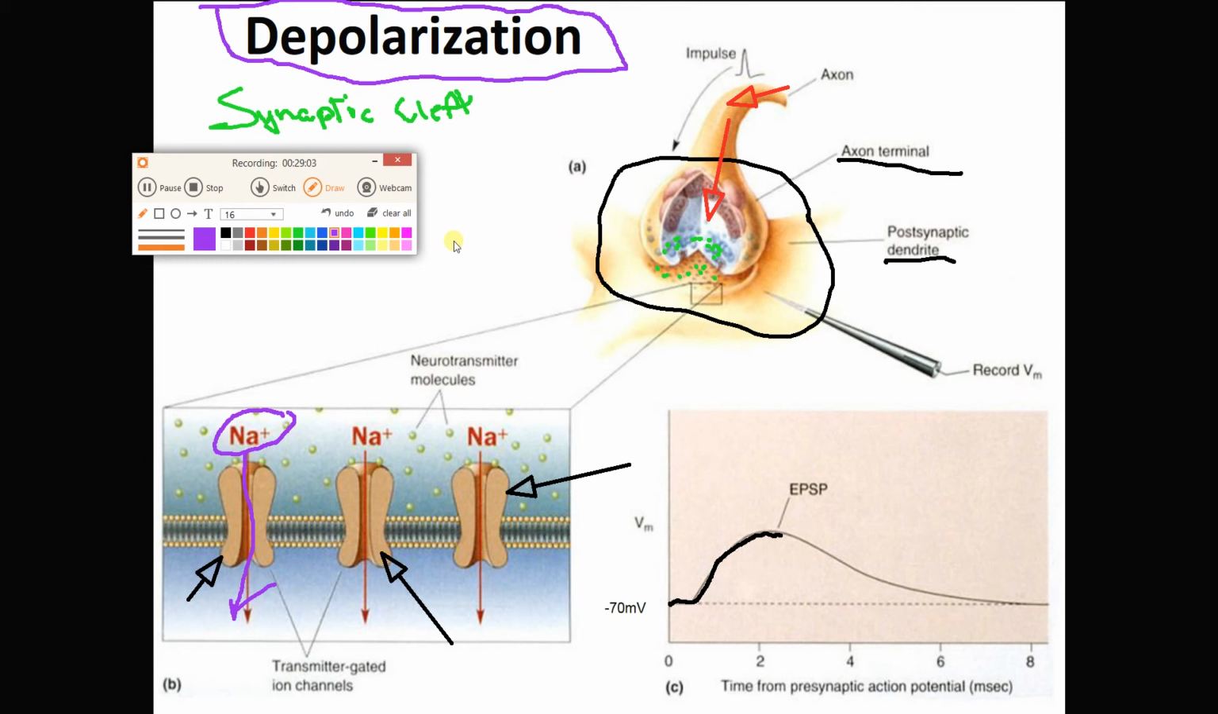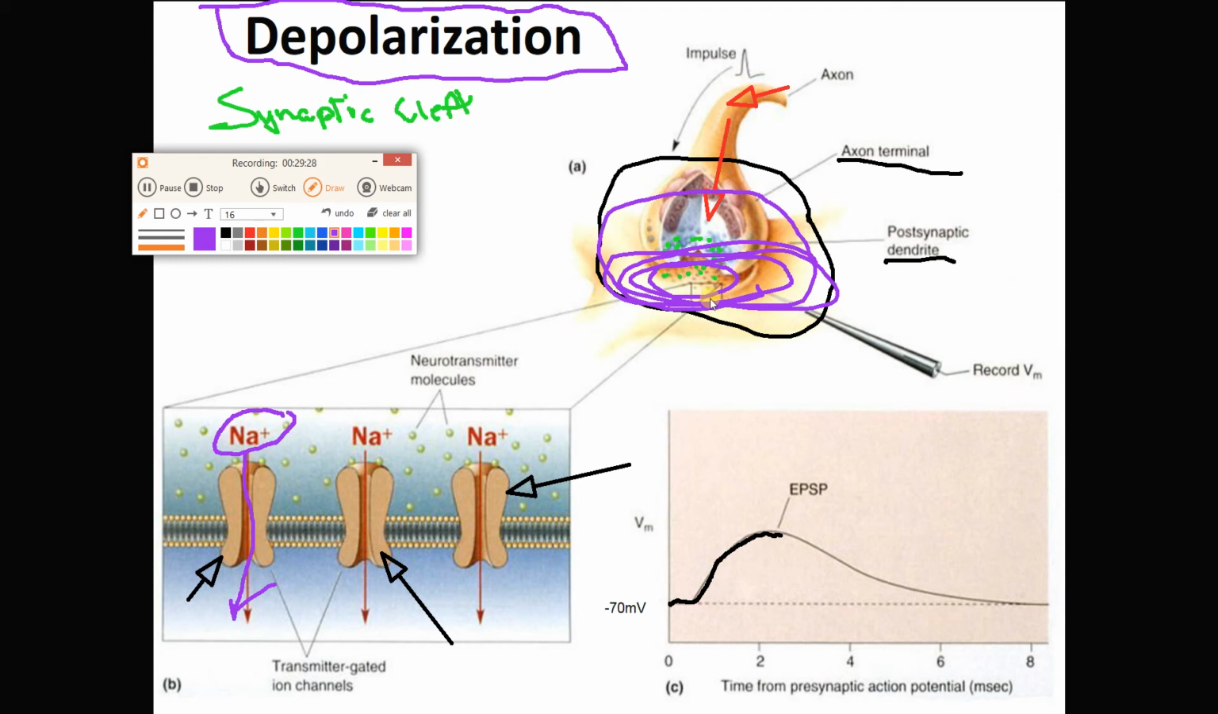Now, bear in mind, this depolarization only happened right here. It didn't happen everywhere in the neuron. It only happened right here, because that was the only place, as far as we know from this picture, that the neurotransmitter grabbed on to the ion channel.